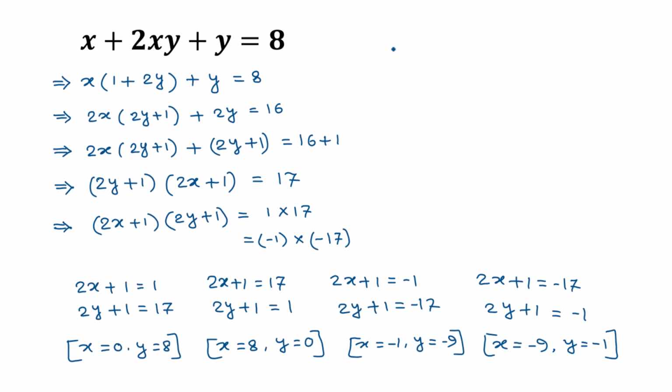So finally, we have found the values of x and y. For the first case, x is equal to 0 and y is equal to 8. For the second case, x is equal to 8 and y is equal to 0. For the third case, x is equal to negative 1 and y is equal to negative 9. And for the fourth case, x is equal to negative 9 and y is equal to negative 1. So these are the 4 integer solutions of this equation.